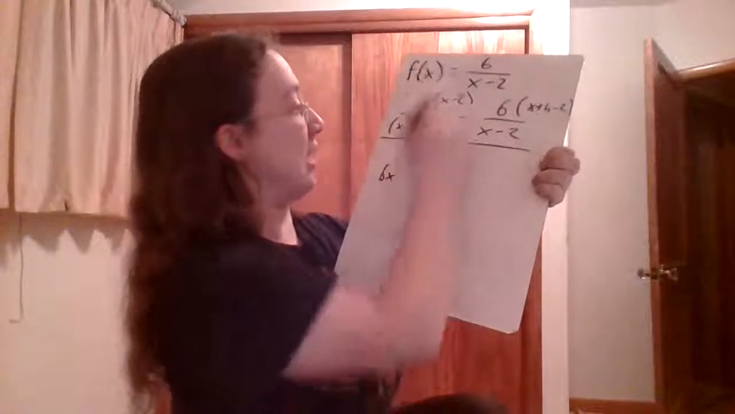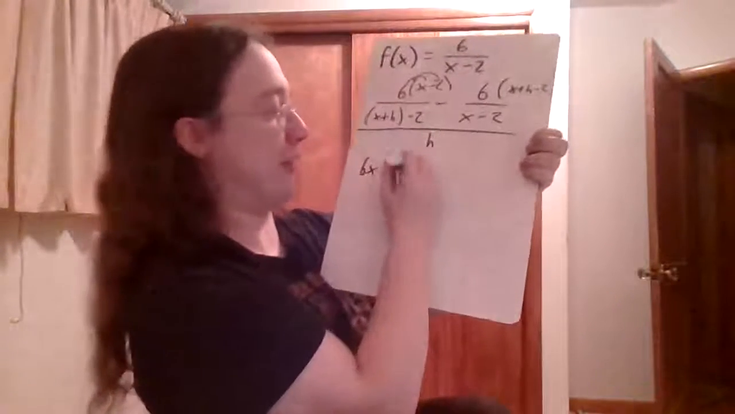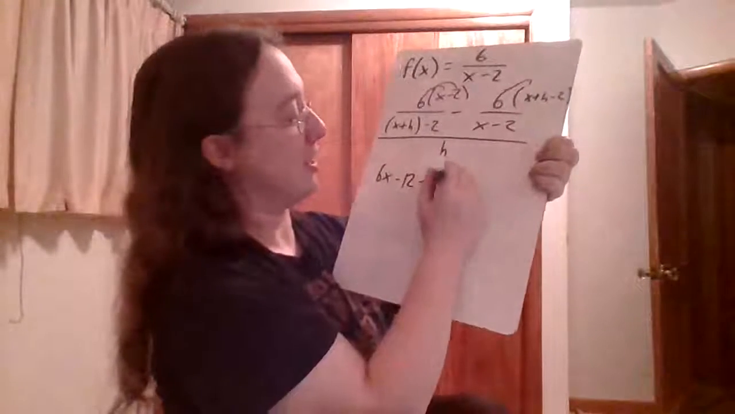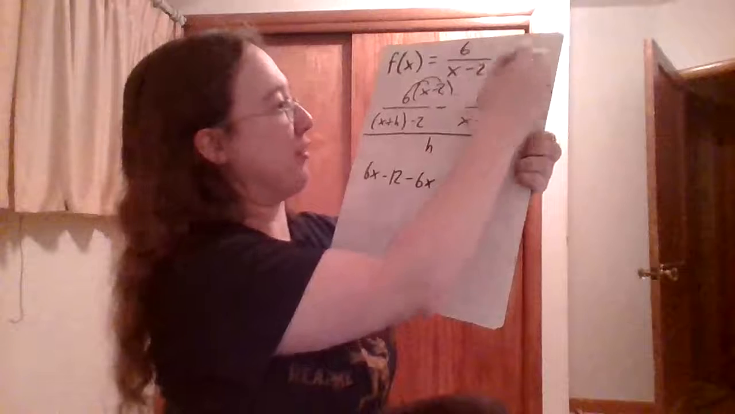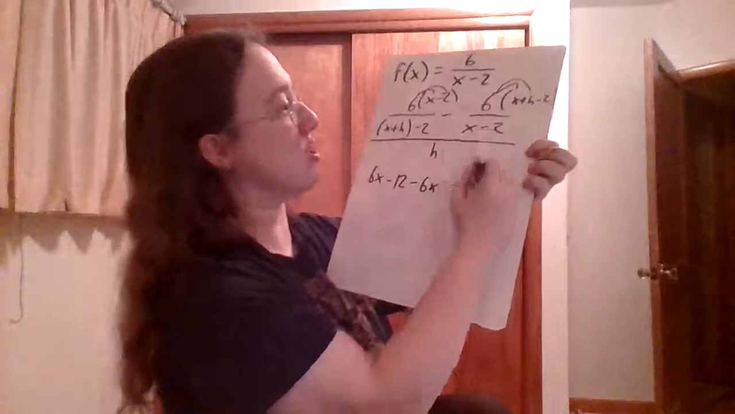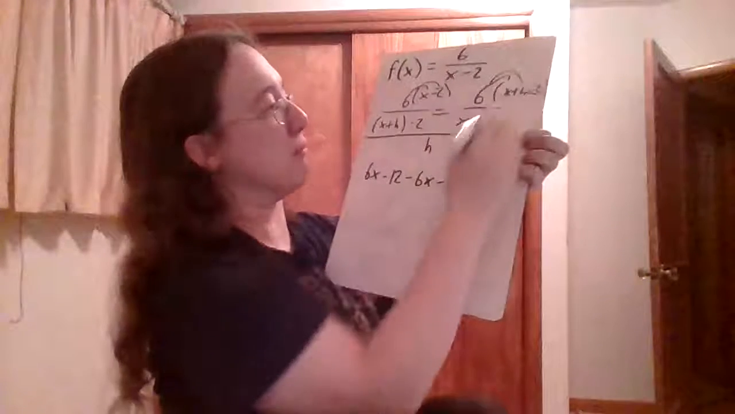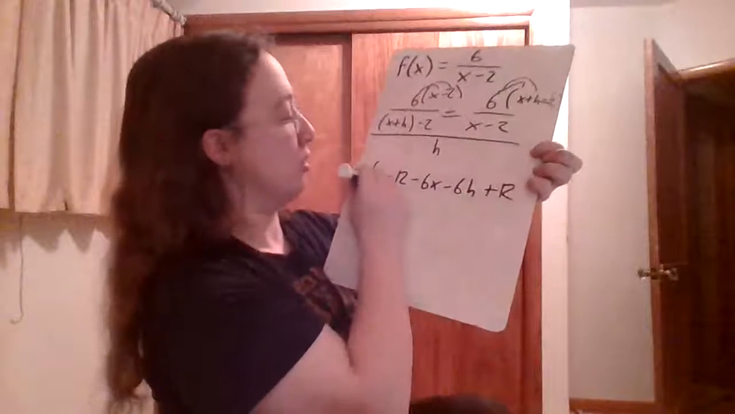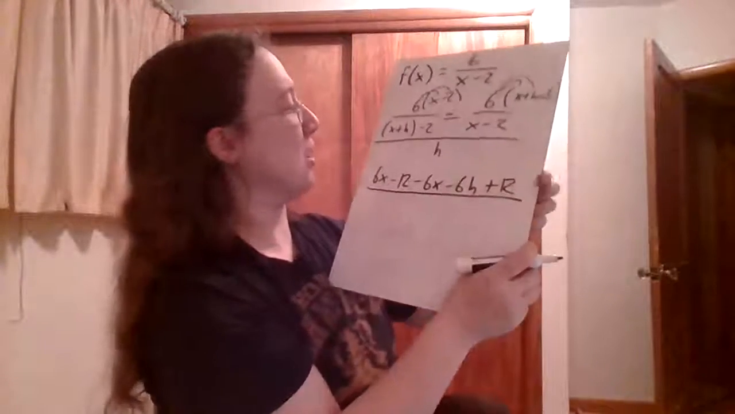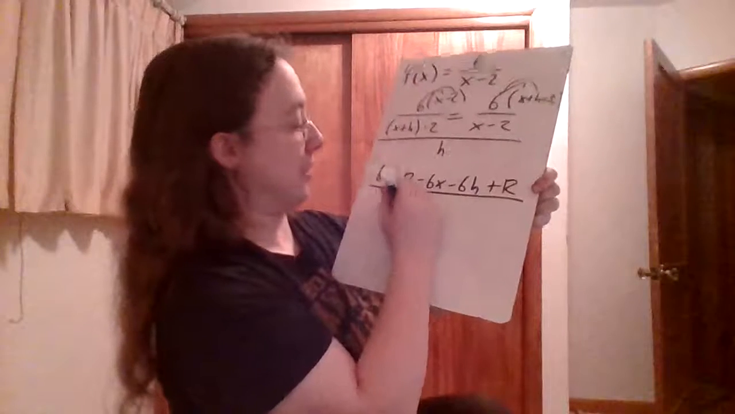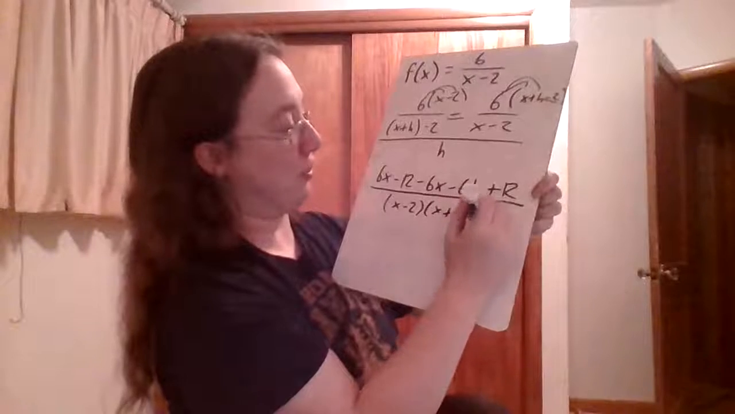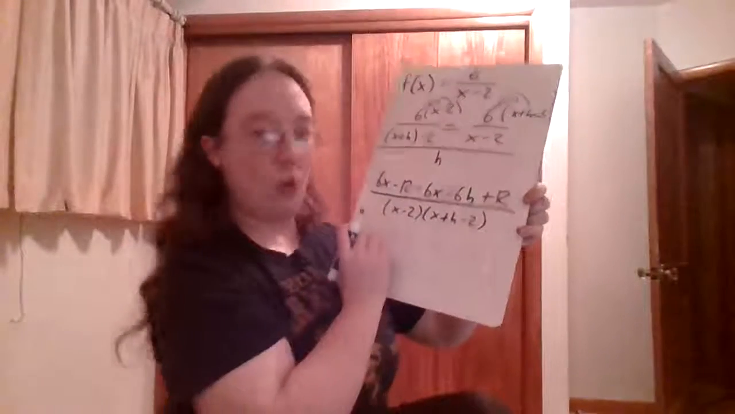So we got a 6x minus 12 on the top, minus this 6x. And watch out, this is minus this whole thing, so this is also a minus 6h. And minus another minus, so plus that 6 times 2 is 12. Over an x minus 2 times an x plus h minus 2, over h.